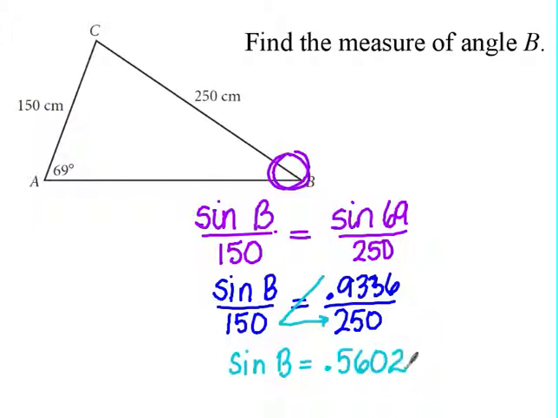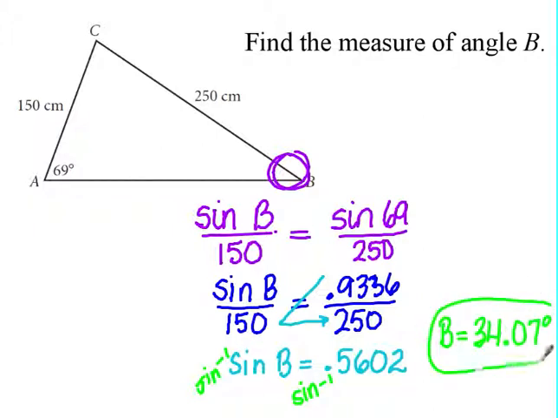Okay, so now we need to find an angle. So do we remember what button we use? Inverse sine, yep, there you go. So when you do the inverse sine of that number, 0.5602, what do you get? 31.07. There you go. Okay, so that's the last little trick you gotta do. We're gonna look at one more of those and we'll be done for today.